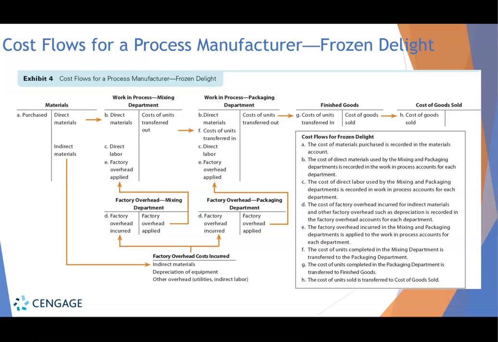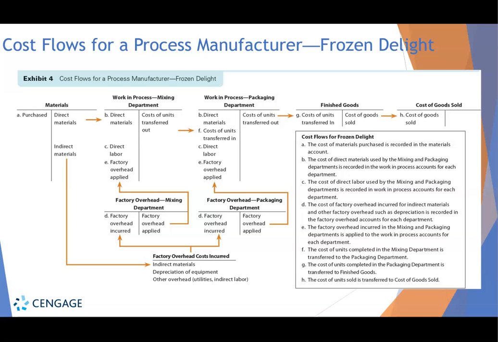Now, as shown here in Exhibit 4, the mixing and packaging departments have separate factory overhead accounts. The factory overhead costs incurred for indirect materials and depreciation and other overhead are debited to each department's factory overhead account. The overheads applied to work in process by debiting each department's work in process account and crediting the department's factory overhead account. This illustration shows how the mixing and the packaging departments have separate work in process accounts.